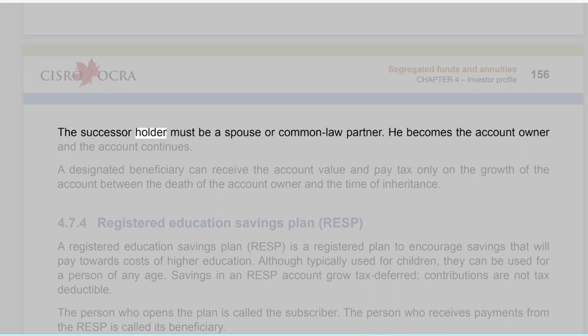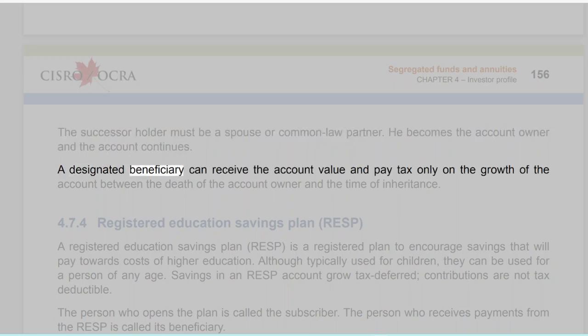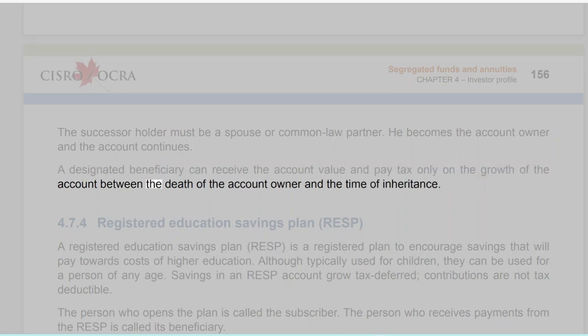The successor holder must be a spouse or common law partner. He becomes the account owner and the account continues. A designated beneficiary can receive the account value and pay tax only on the growth of the account between the death of the account owner and the time of inheritance.